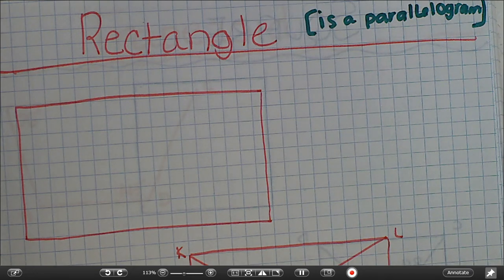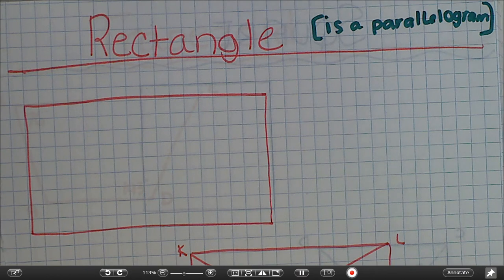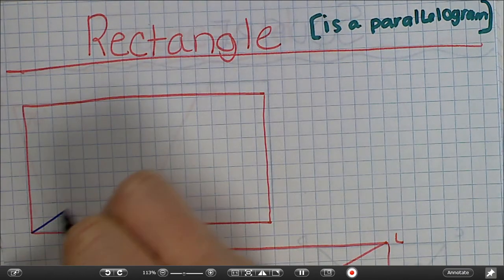have memorized. So the properties of a parallelogram: opposite sides are congruent, opposite angles are congruent, consecutive angles are supplementary, and diagonals bisect each other. Those are the properties of a parallelogram. A rectangle has an additional property, and that is about its diagonals.